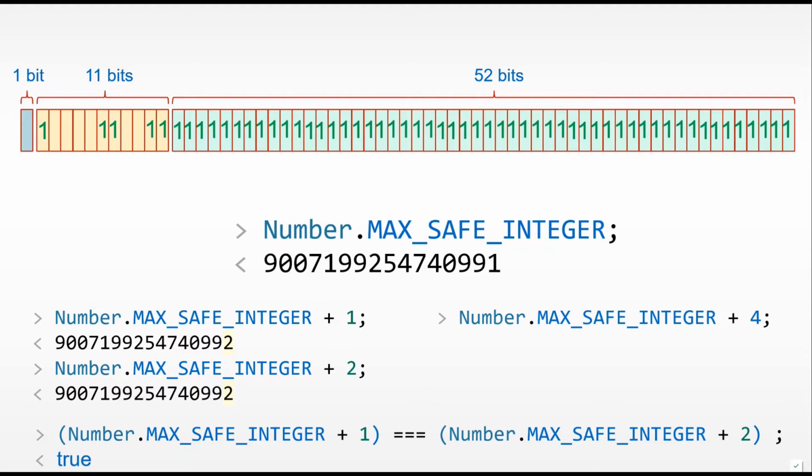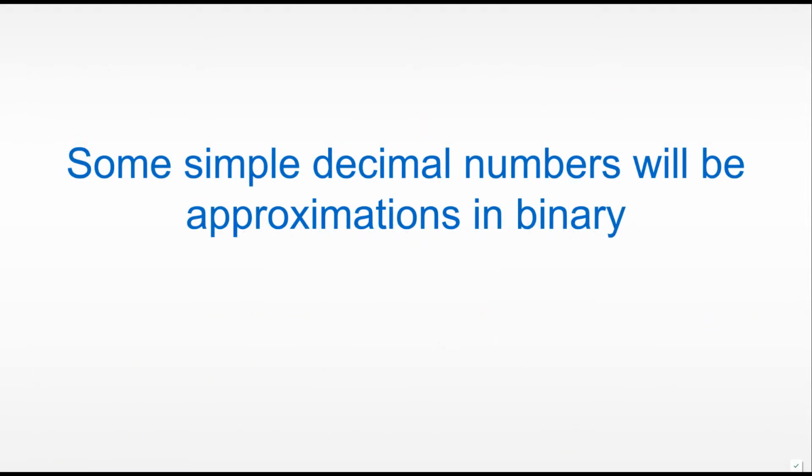What happens if we take the maximum safe integer and add 4 to it? Again, the initial number ends with 91. If you add 4 to 91, you expect 95, but we in fact get 96. So notice what happens here. We've run out of space and we start rounding things. So these are things that we do have to be aware of.